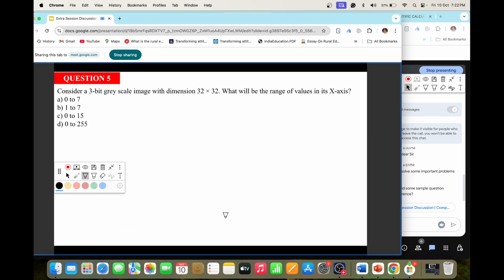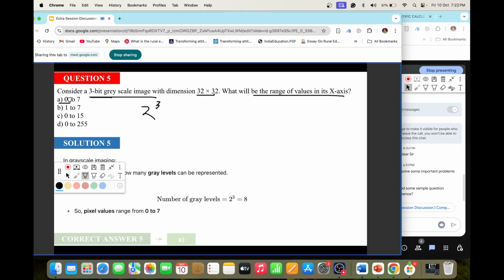And then this is again a very important question, very simple question, but can be confusing whenever these things are given. Okay, what will be the range of values of the x-axis? So 3 bit means 2 to the power 3. Okay, 2 to the power 3 means actually 1 to 8, right? 2 to the power 3 means 8. But don't get confused, in image processing we start our values from 0. So 0 to 7 will be your answer. Okay, so option A will be your answer. So 2 to the power 3, that is 0 to 7, not 1 to 7 or 1 to 8, but 0 to 7. Okay, so again, very simple question, but can be confusing sometimes.